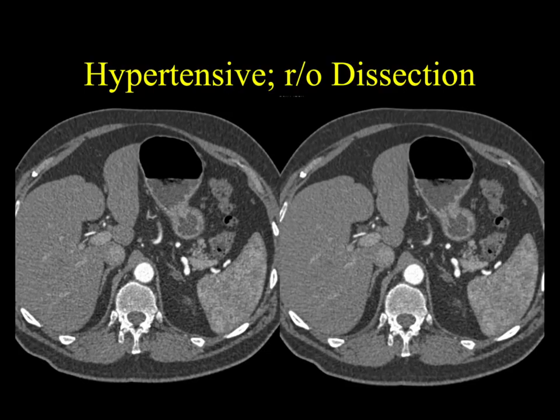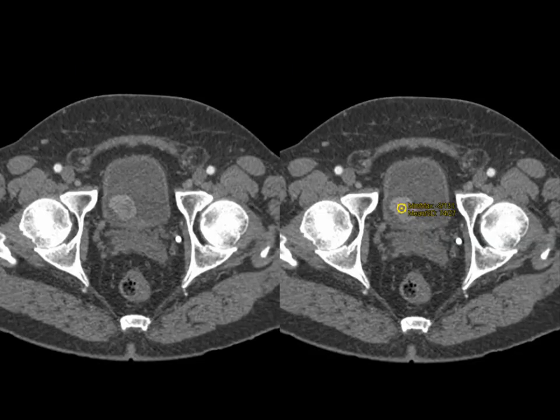Here's a patient who's hypertensive, rule out dissection. The adrenals look okay. Maybe there's an adenoma or something small in the left adrenal. The aorta looks good, but there's a lesion in the bladder. Yes, in most cases, a bladder mass is bladder cancer. No ifs, ands, or buts.